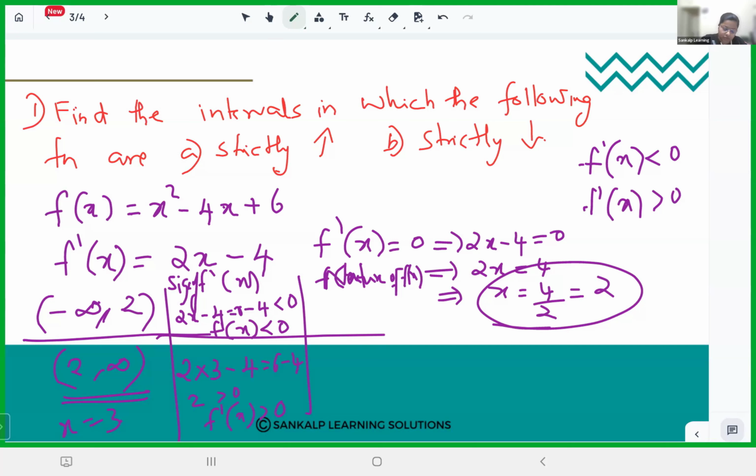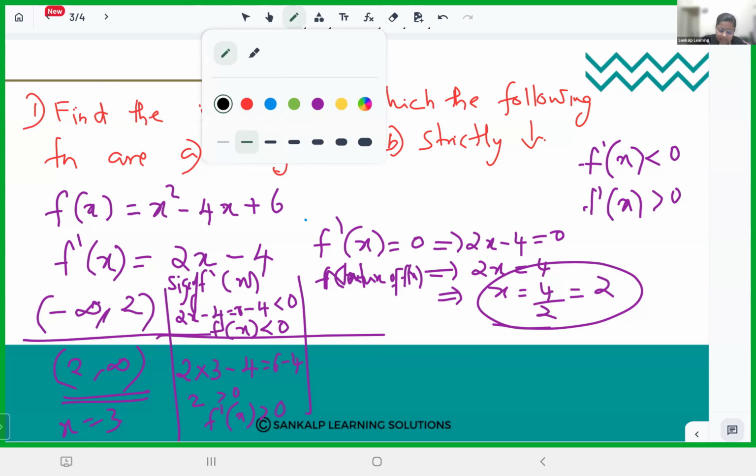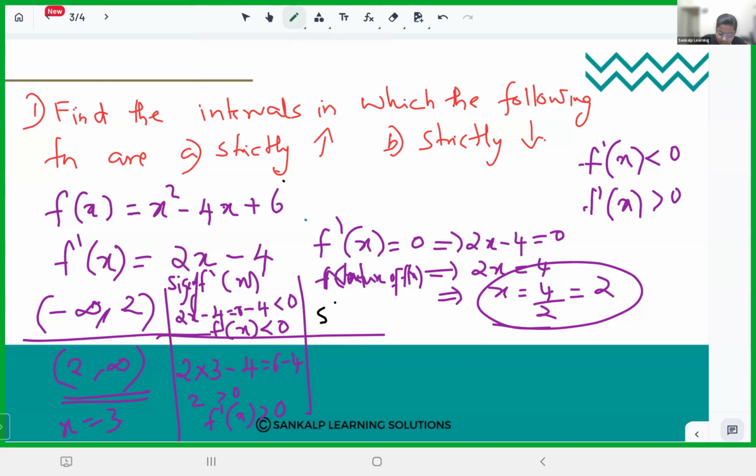So what can you say from this? In the first interval, f dash of x is less than 0, which means it is strictly decreasing. Now in the second interval, f dash of x is greater than 0. So what do you mean by that? We can say that the function is strictly increasing. So we have got the intervals in which the function is strictly increasing as well as strictly decreasing.